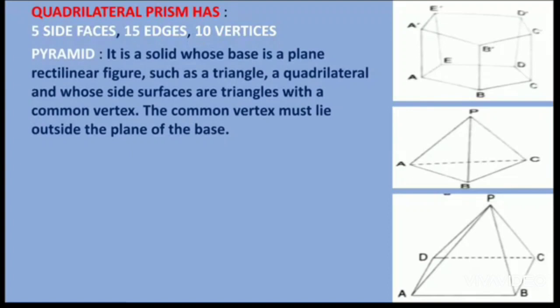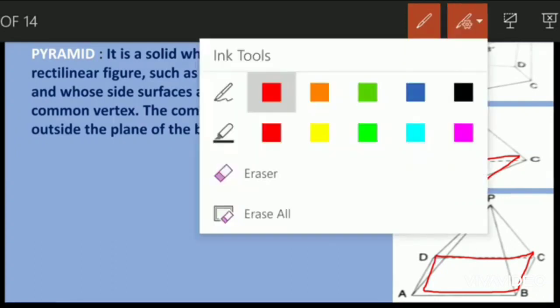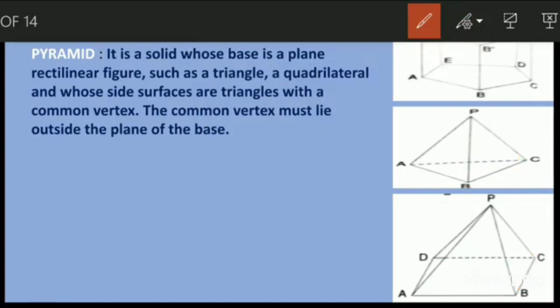Pyramid. Now both are pyramids, but one is a rectangular pyramid and the other one is a quadrilateral pyramid. Why is it rectangular? Because the base of this pyramid is rectangular in shape, and the base of this figure is four-sided or quadrilateral. So it is a solid whose base is a plane rectilinear figure such as a triangle or quadrilateral, and whose side surfaces are triangles with a common vertex.